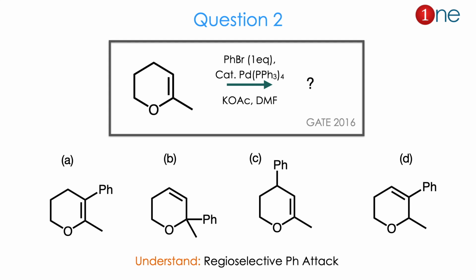The products mostly differ in the phenyl and double bond position. The phenyl is in the second position or third position or fourth position, and the double bond is in the second position or third position. So from the reactant to product, the question is really about regioselective phenyl attack in the reaction. Where does the phenyl attack? Where is the double bond? The answer is B. Let us see how.